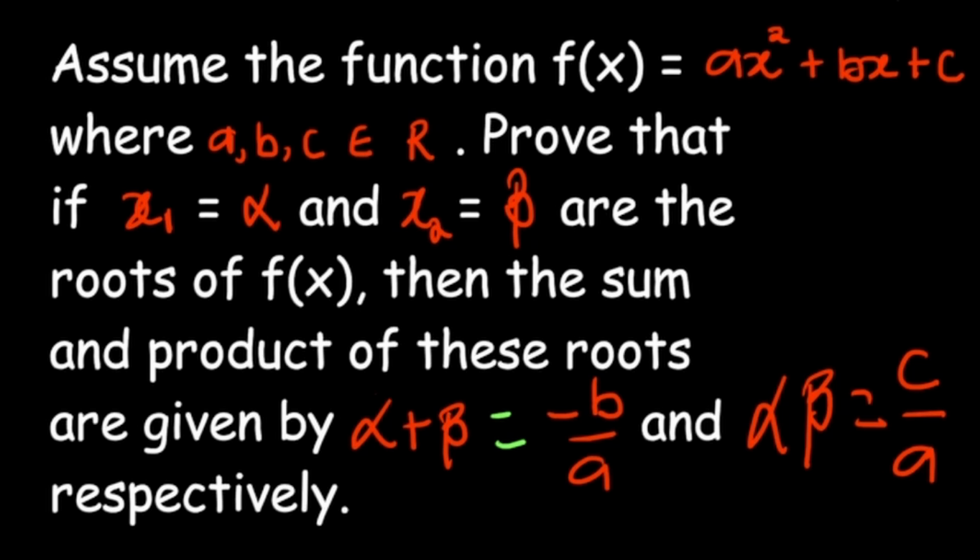Today we're going to solve an interesting question on quadratic functions. The question reads: assume the function f of x equals ax squared plus bx plus c, where a, b, and c are members of real numbers. Prove that if x1 equals alpha and x2 equals beta are the roots of f of x, then the sum and product of these roots are given by alpha plus beta equals negative b over a, and alpha times beta equals c over a, respectively.